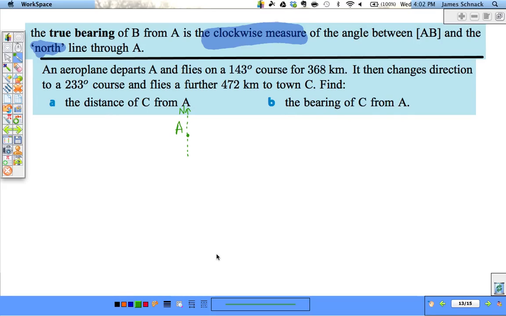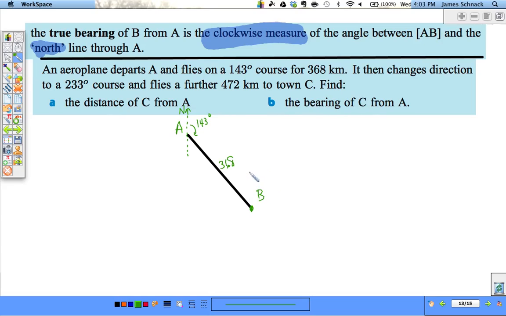Airplane departs A and flies on a 143-degree course for 386 kilometers. So we've got to draw a picture here. This would be 0 degrees, this would be 90 degrees, that would be 180 degrees. 143 is something like that. And so I'm going to label this 143, and this is 368. And right there, it's B. I'll call it B, make it easy. Give it a name.